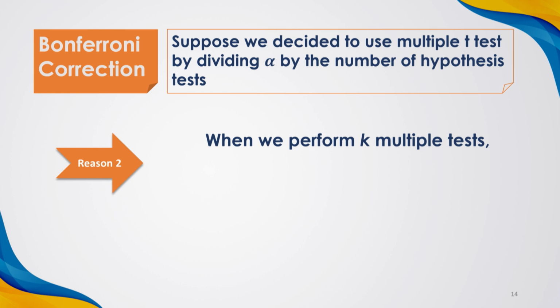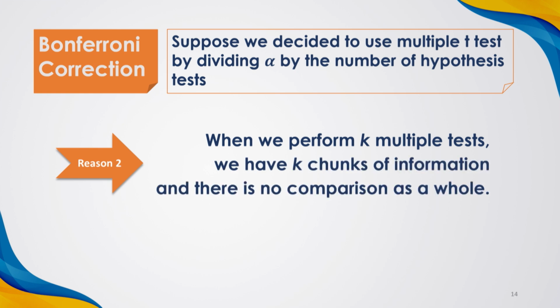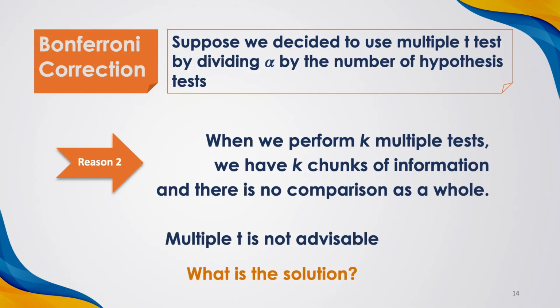The second reason is that when we perform k multiple tests, we have k chunks of information and there is no comparison as a whole. For all these reasons, doing multiple t-tests is not advisable. So, what is the alternative? It is the one-way analysis of variance. In 1920, Sir Ronald Aylmer Fisher developed a technique called one-way analysis of variance.